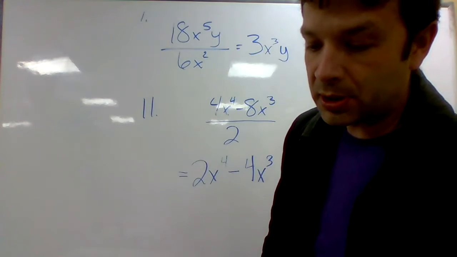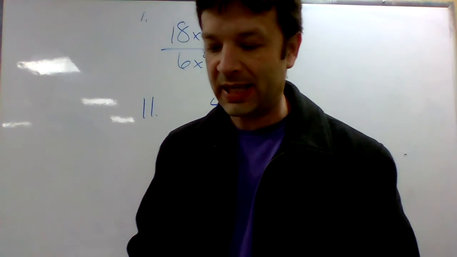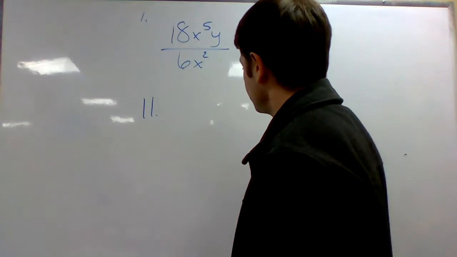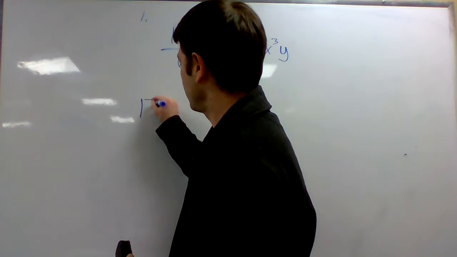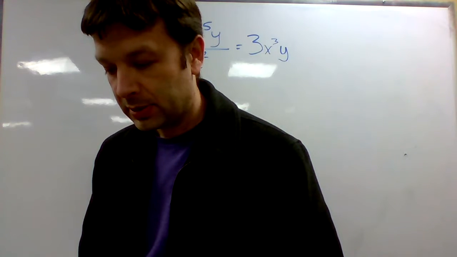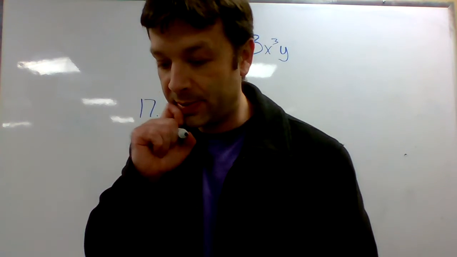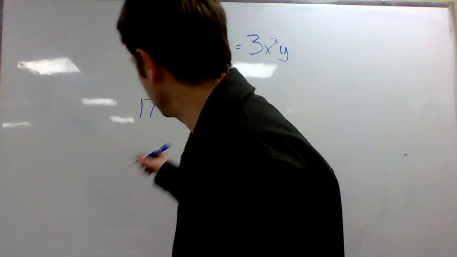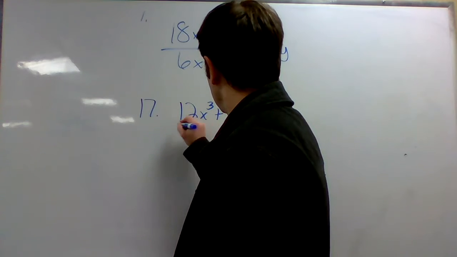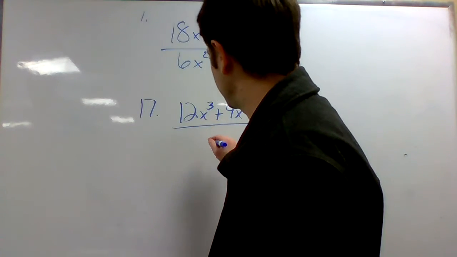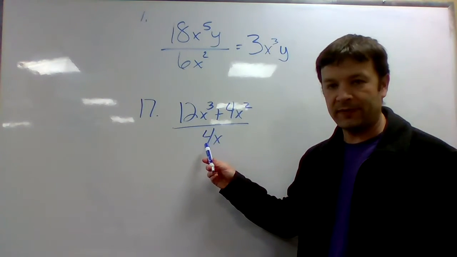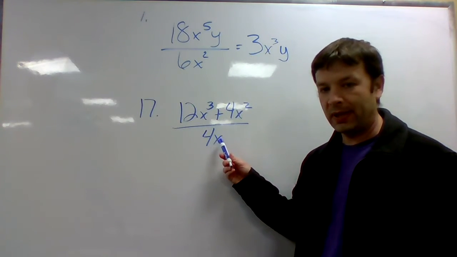Okay, let's look at 17. Almost the same thing. One slight difference. Should we do 19 instead? No, let's do 17. 12x cubed plus 4x squared divided by 4x. Alright. So the only difference on this problem and the last problem is instead of just dividing by 4, I'm going to divide by 4x.